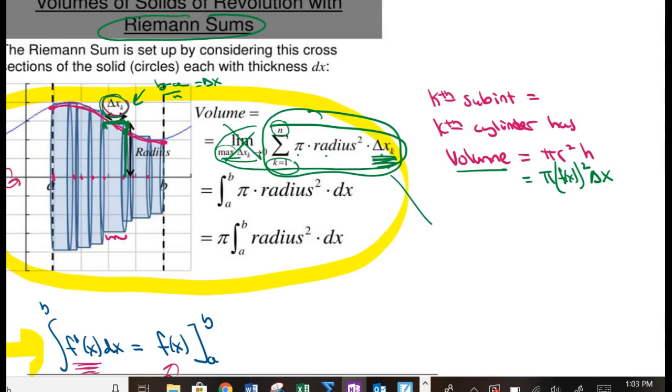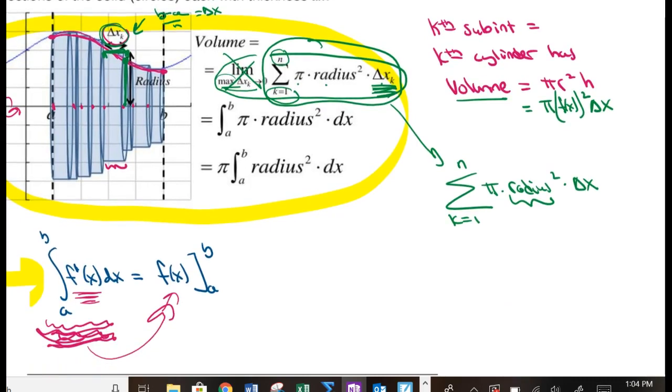Okay, but this piece of it, the summation from k equals the first cylindrical solid to the nth cylindrical solid, is pi times radius squared times delta x. Well, in this case, it just so happens that the radius squared is just a function, right? This becomes the summation from k equals 1 to n of pi f of x squared delta x.